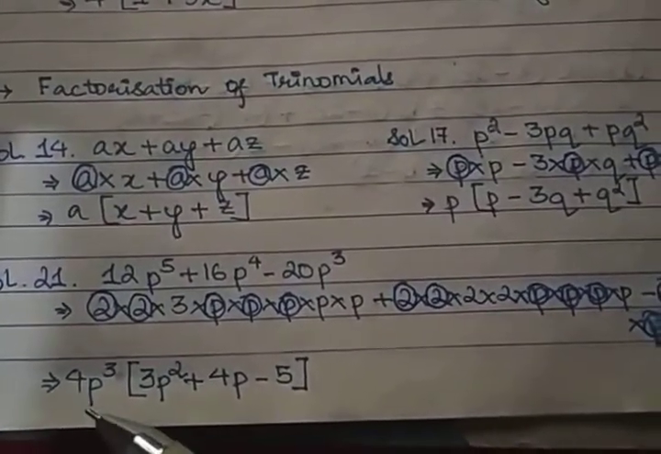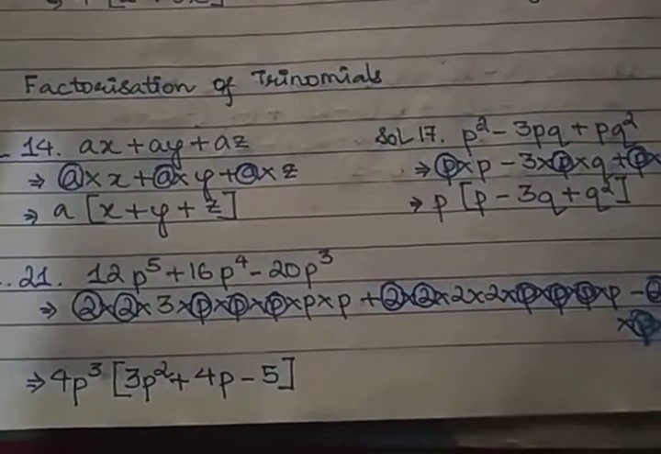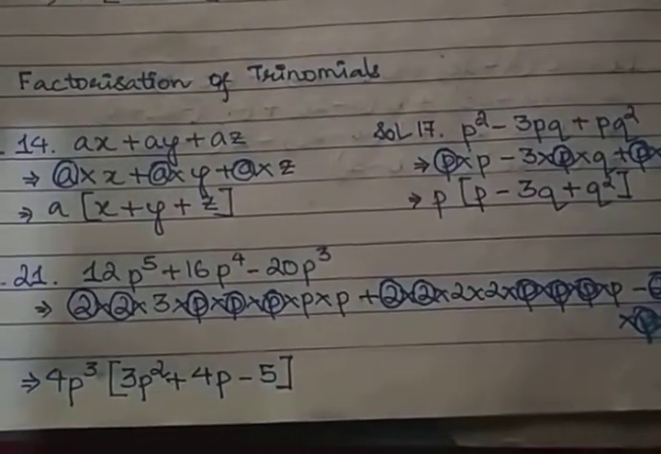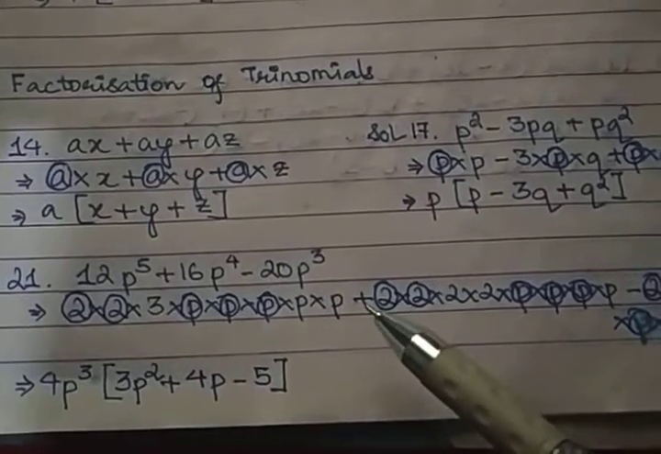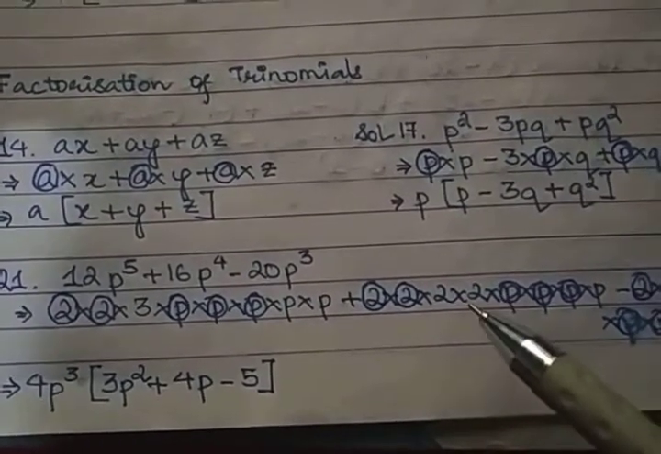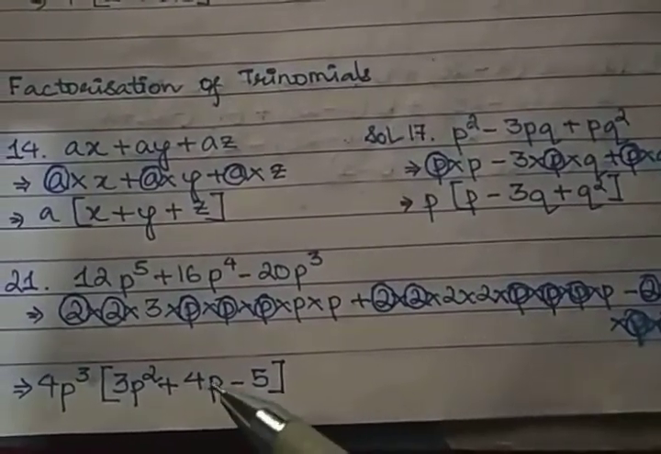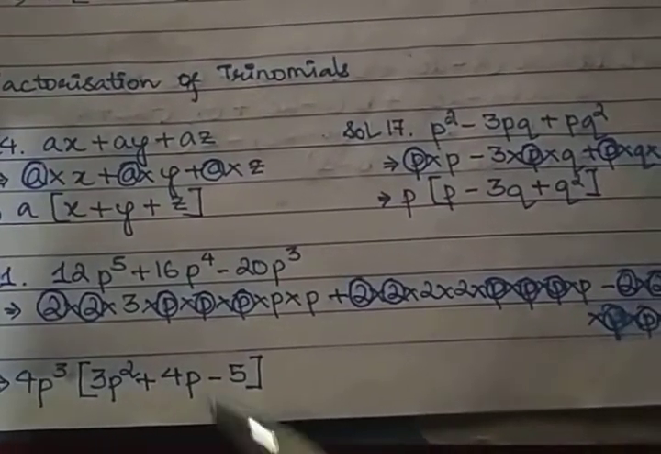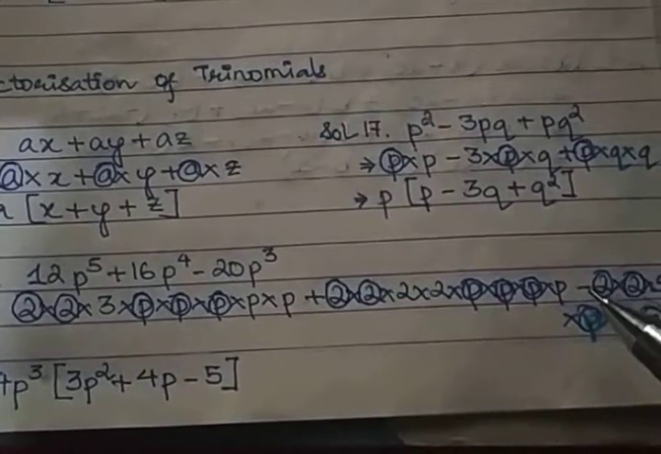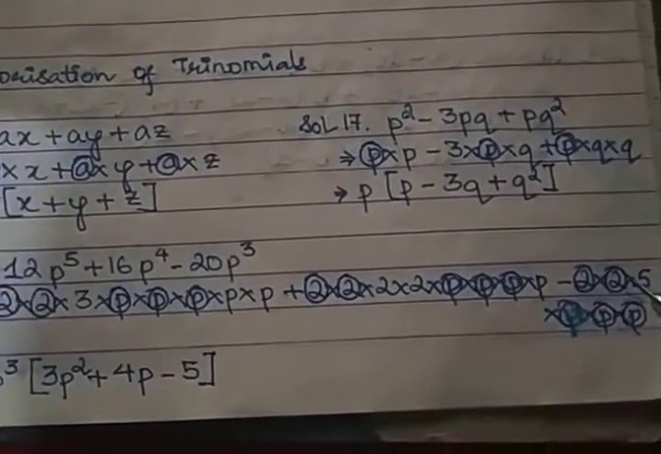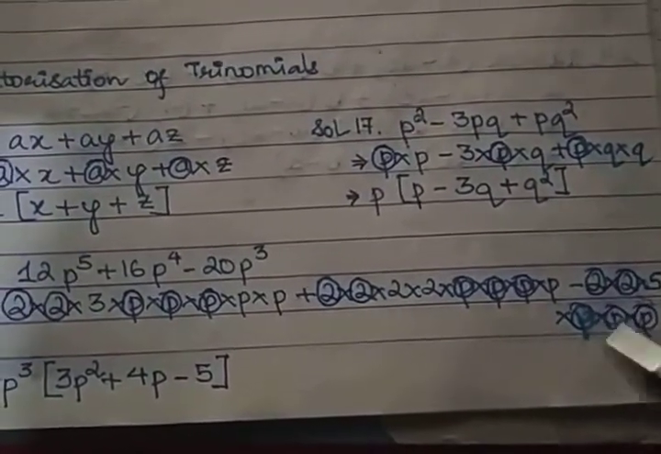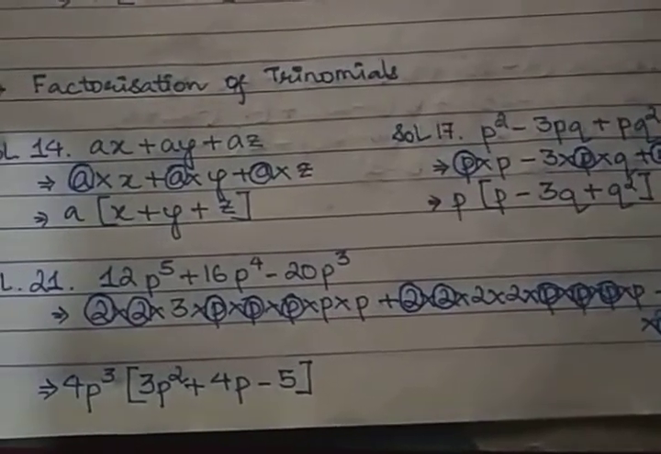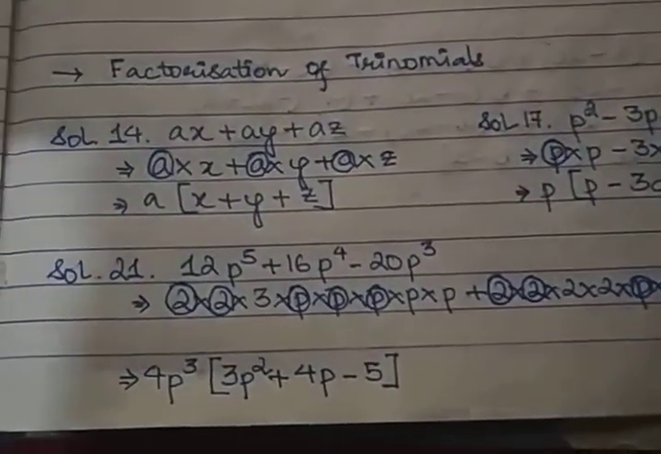Now, taking 4p cube as common, what's left from the first term? 3p into p, that is p square. The sign remains same, plus. What's left? 2 into 2 is 4, we know. One of the p is left from the second term, so 4p. The sign again, the third term, minus. So what's left from the third term? It's just 5, isn't it? So 5. Okay, so that is how it is done.